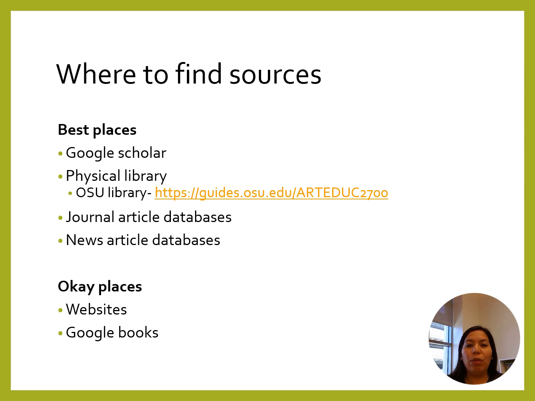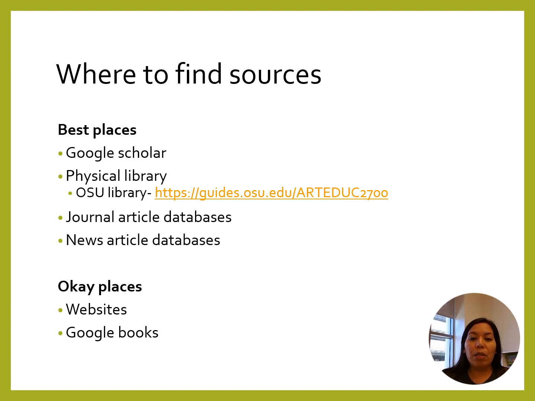All right, so where do you find sources? What are some of the best places and what are some of the okay places? So the first one that I would go to, honestly, is Google Scholar. I would type in some search terms there and just see what pops up. You're going to get, for the most part, articles and books that you can access there. For the most part, sometimes you can't access stuff. The next thing I would do is, of course, if you're in town, you can go to the OSU library, but you can access that online.